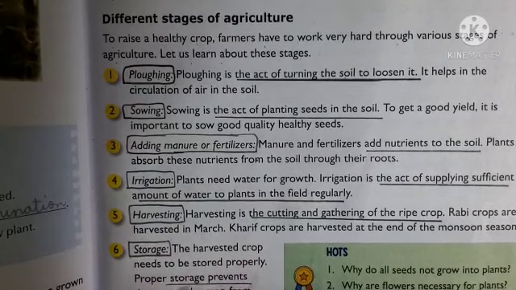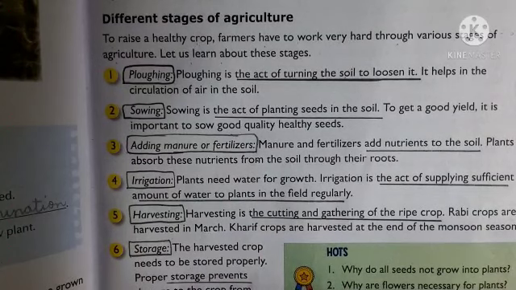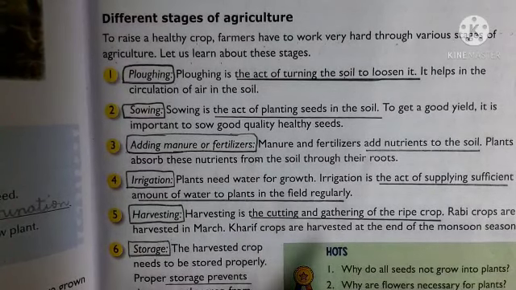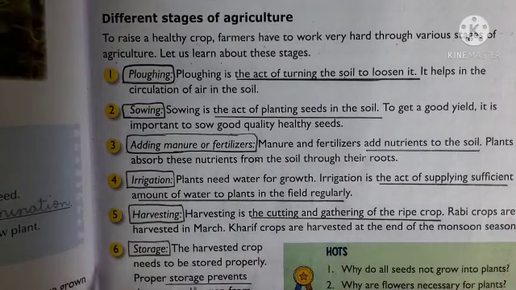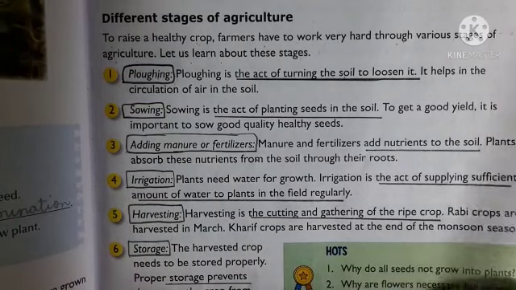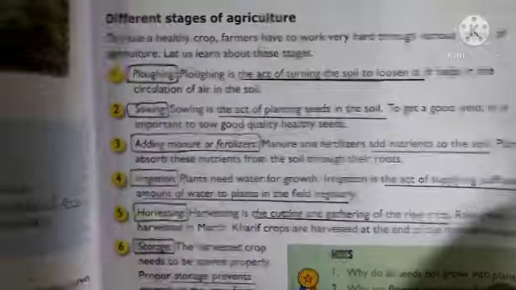Proper storage prevents damage to the crop from moisture and pests. Any insect or organism that destroys crops is called a pest. So storage is very important.